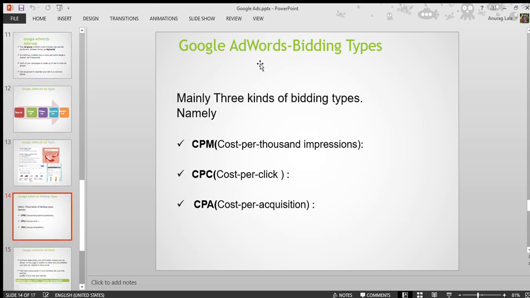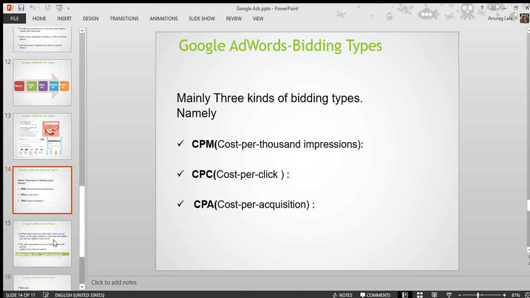Then there are Google AdWords bidding types. It can be CPM, that determines your budget. CPM is cost per mille, also known as cost per thousand impressions, meaning how much you are going to pay Google for 1,000 impressions. You have to implement this when you are practically going to place Google advertisements. Then it's CPC, cost per click, how much you're going to pay Google per click on your advertisements. Then cost per acquisition. Those are the mainly three types of bidding types.